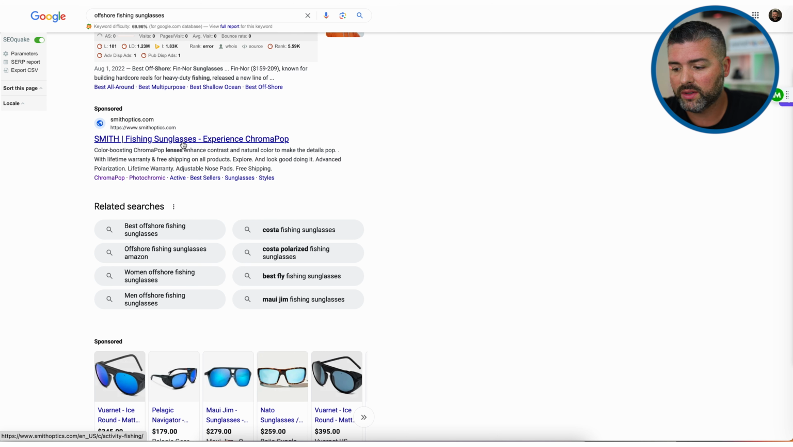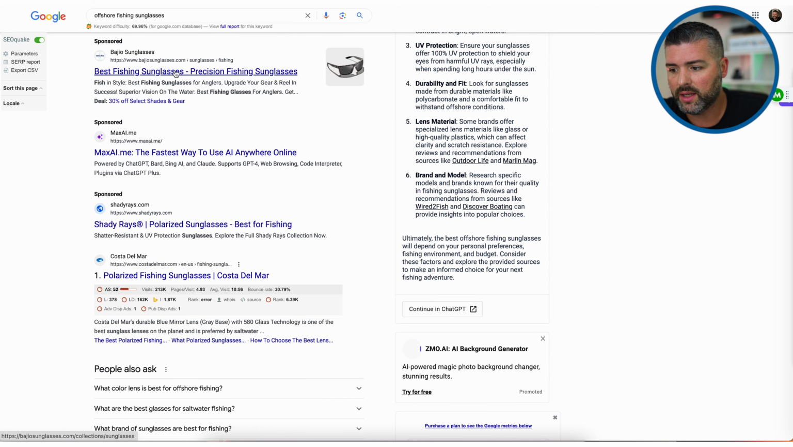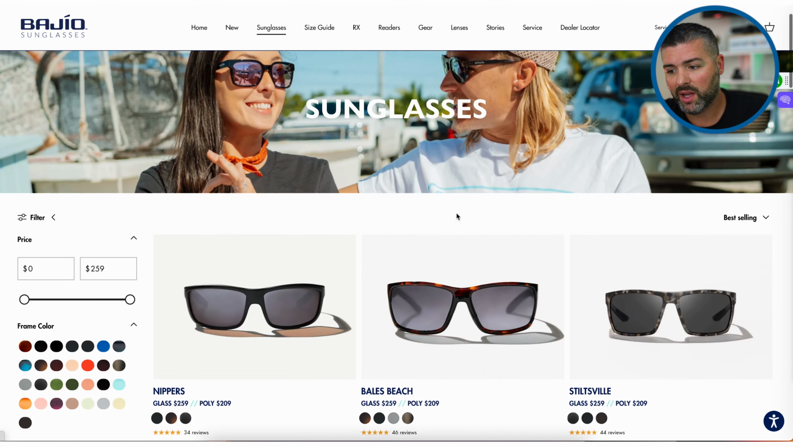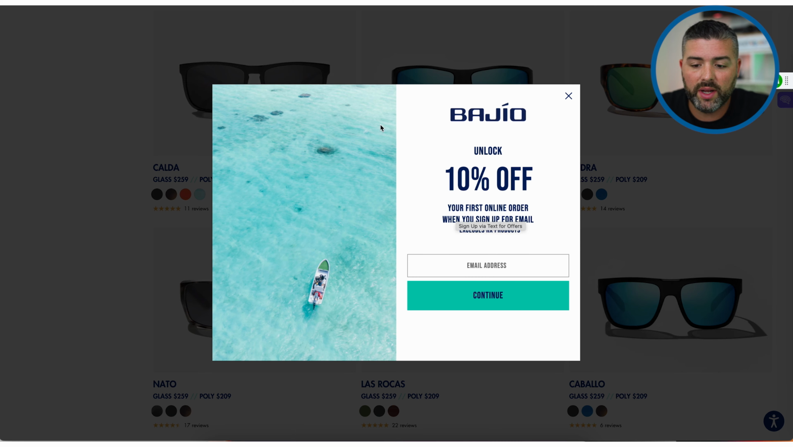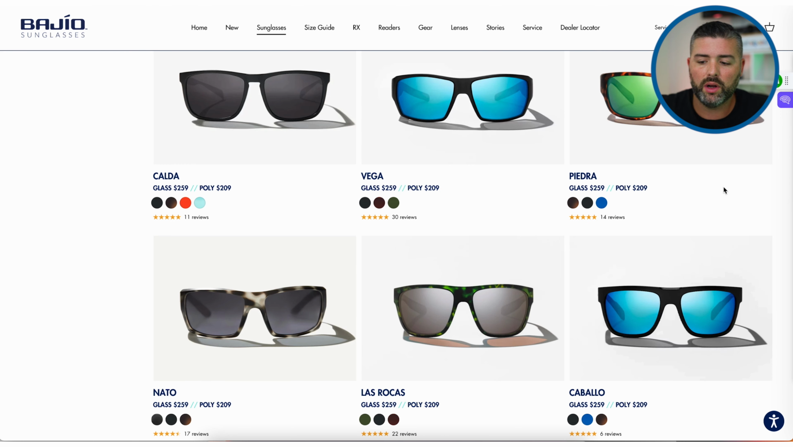Now, if I were these guys, what I would do is run to your collection page. Let's see. Well, not really. Okay, so I would have built out a fishing sunglass collection page, get the person exactly where you want them to go, show reviews, and you're good to go. Now, as we were just looking, sunglasses were super broad. These guys started to incorporate best fishing sunglasses, precision fishing sunglasses.